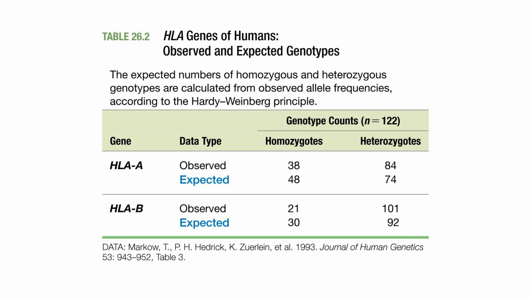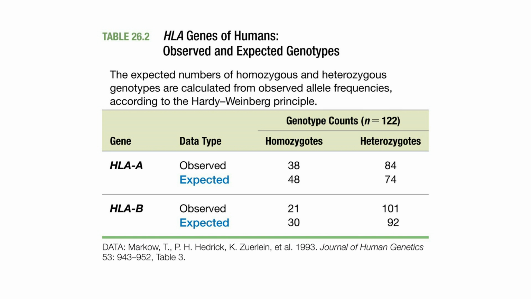So here, looking at balancing selection, we have HLA-A and HLA-B. So these are your MHC surface marker genes, two of them at least. And looking at your observed and expected values.